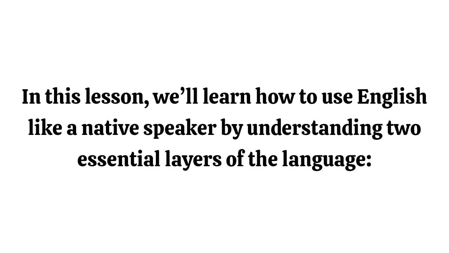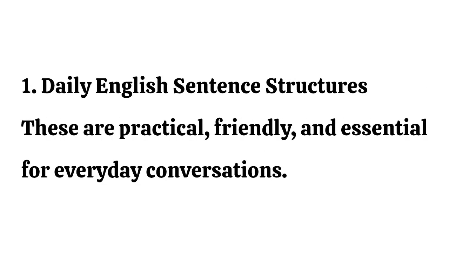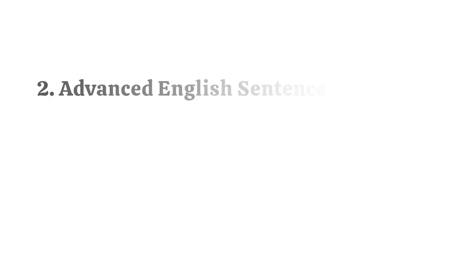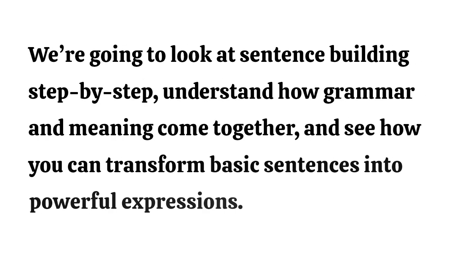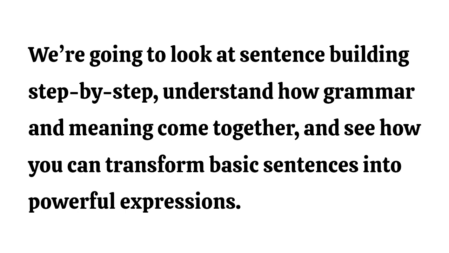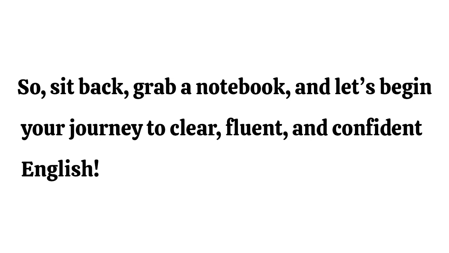In this lesson, we'll learn how to use English like a native speaker by understanding two essential layers of the language. 1. Daily English sentence structures. These are practical, friendly, and essential for everyday conversations. 2. Advanced English sentence structures. These will help you speak and write with depth, confidence, and professionalism. We're going to look at sentence building step by step, understand how grammar and meaning come together, and see how you can transform basic sentences into powerful expressions. So, sit back, grab a notebook, and let's begin your journey to clear, fluent, and confident English.